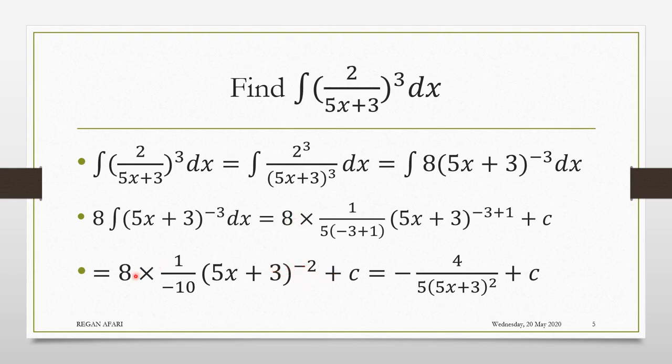The 8 is there, so 2 goes here, 4, and 2 goes here, 5. So that is it, 4 over 5. But because of this negative 2, it will go and become a denominator. That is what we have here, plus c. And you are good to go.